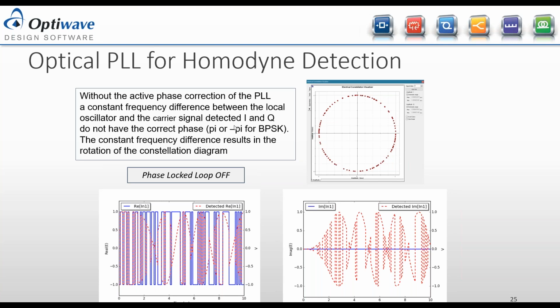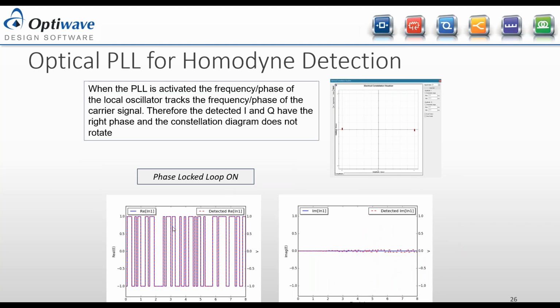Now, here's again the example of the output. As the phase lock loop is off, we're seeing the rotation in the constellation visualizer, where if they're equal, we're supposed to get one signal over here and then another signal over here, which is the real and imaginary axis over here.